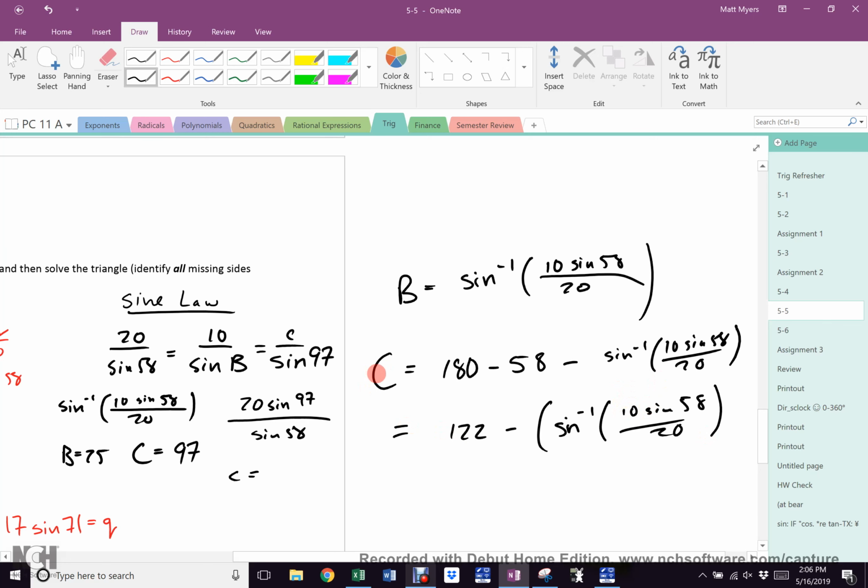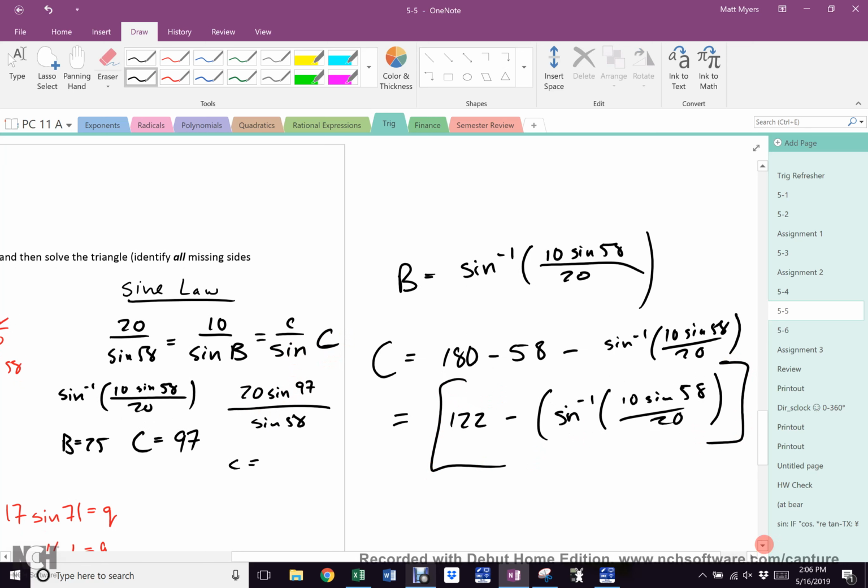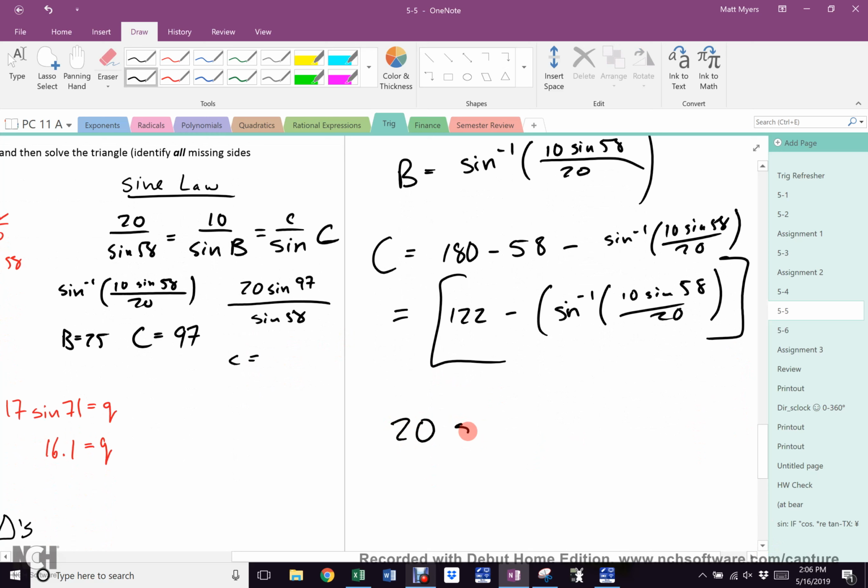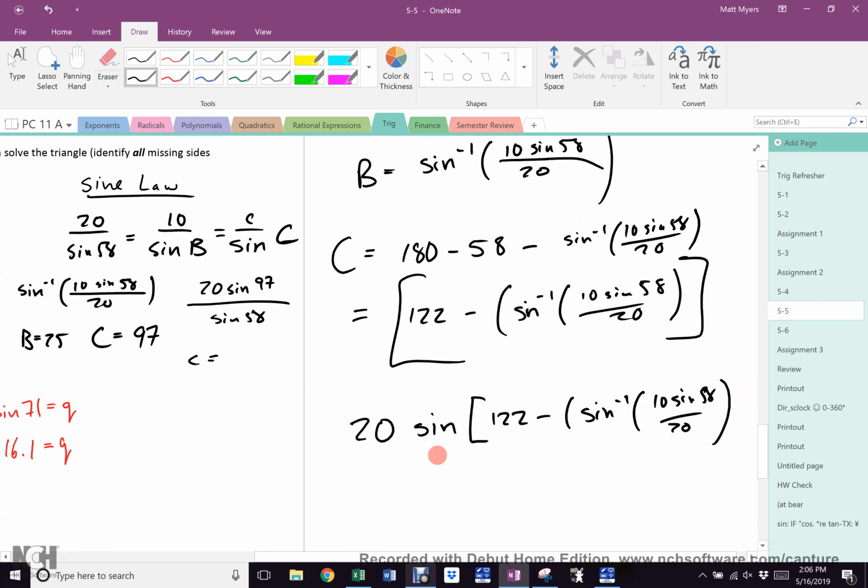And then once I know C, that was going right here, right? The 97 was supposed to be C, yeah? So this is what would go here. So this, in reality, would be 20 sine bracket 122 minus bracket sine minus 1 bracket 10 sine 58 over 20 bracket divided by sine 58. That's what your answer should look like.